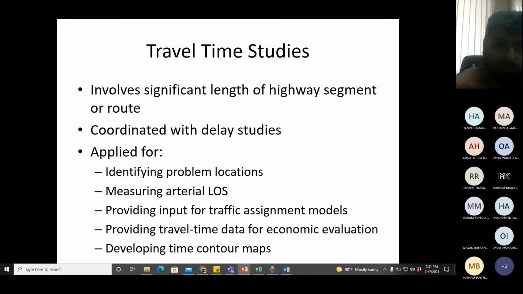Then developing time contour maps. This is another function of travel time study. We will discuss time contour maps in detail later on, but for the time being, I'll just give you the main idea. But for that, tell me, what do we mean by a contour map?